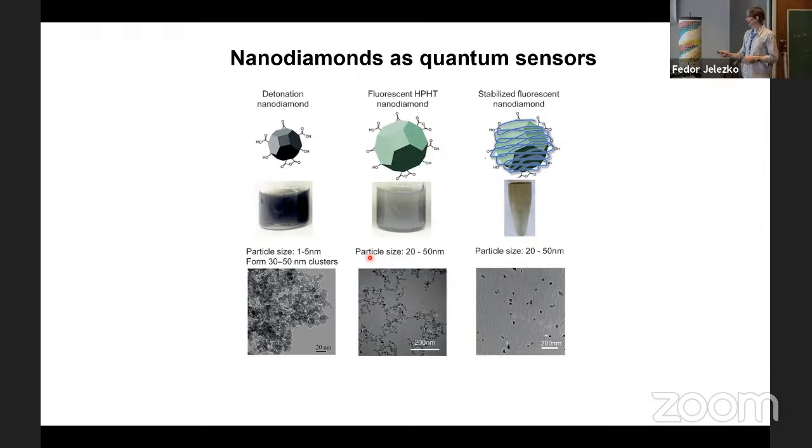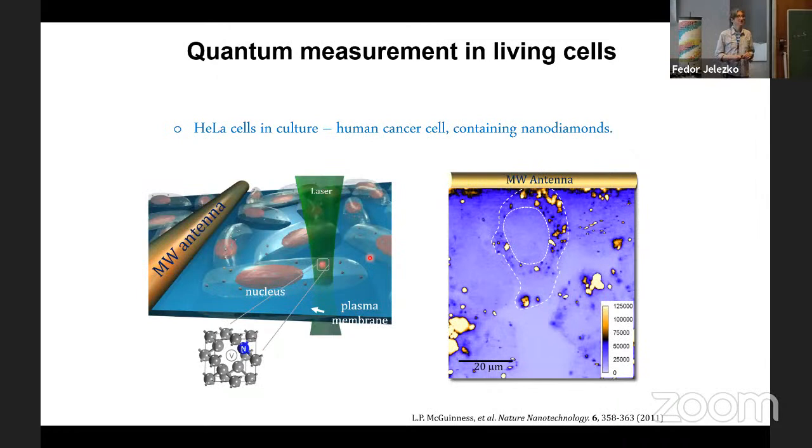The first experiments of this type, sensing in cells, were done by Lloyd Hollenberg's group some time ago. He let the cells take up these nanodiamonds by endocytosis, and then put the glass slide with cells in a confocal microscope. Here you see the picture of a living cell where on the top there is a microwave antenna, and he's looking with a confocal microscope inside of the cell. The cell contour is this dashed line, and these bright spots are the nanodiamonds with NV centers.